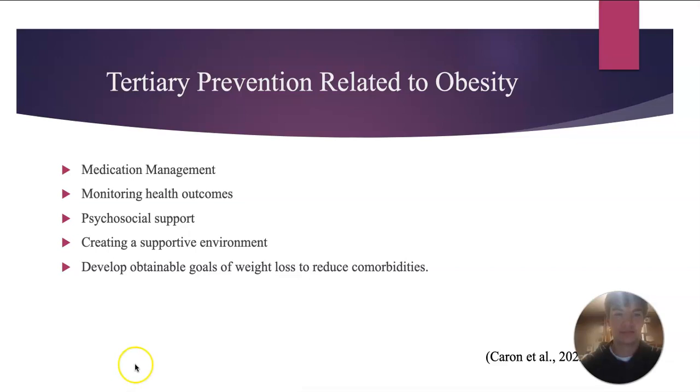And lastly, tertiary prevention. The goal of tertiary prevention is to improve the quality of life and prevent further complications from happening. And this would be done through medication management, psychosocial support, and the development of obtainable weight loss goals.